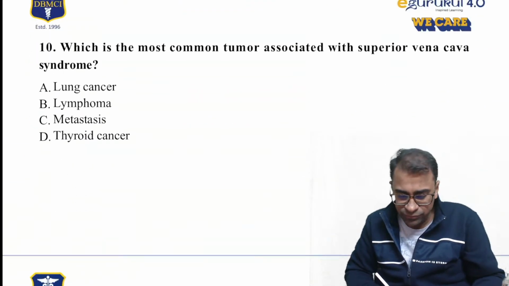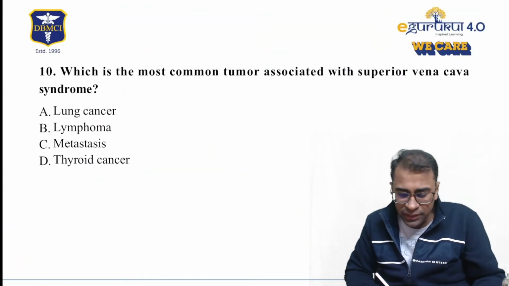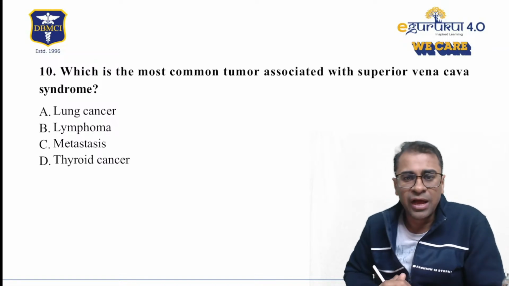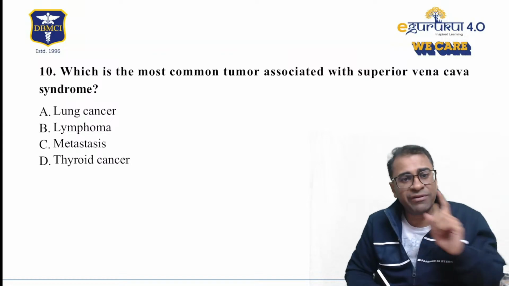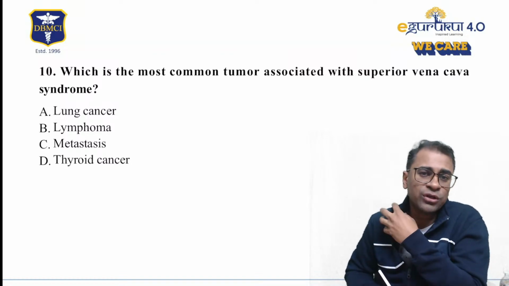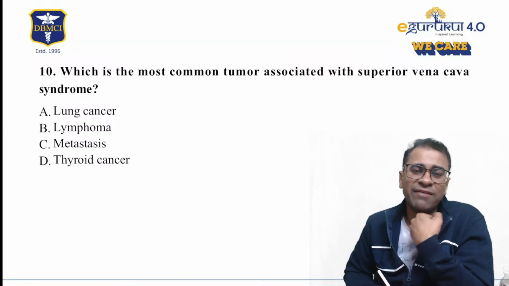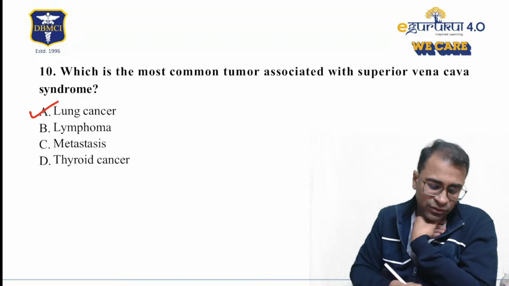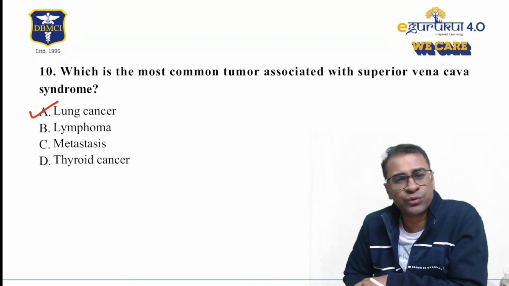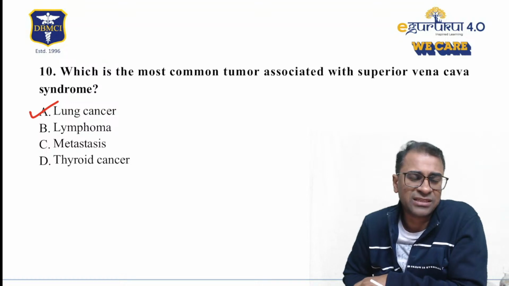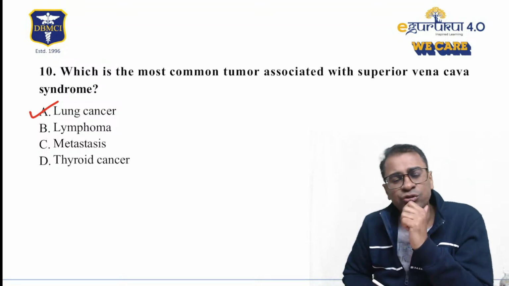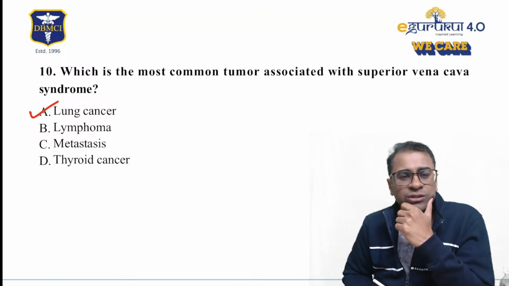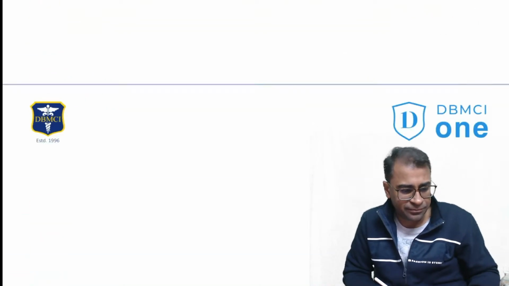Okay, let's go. The following is the most common tumor associated with superior vena cava syndrome. Tell me, which of them goes with superior vena cava? Compression of superior vena cava. So yes, it's lung cancer. Basically it is usually non-small cell cancer and small cell cancer which can cause this. Small cell cancer often leads to superior vena cava syndrome, more common than non-small cell cancer.